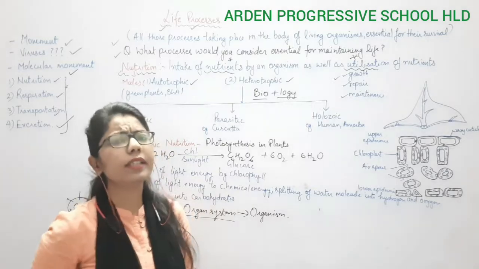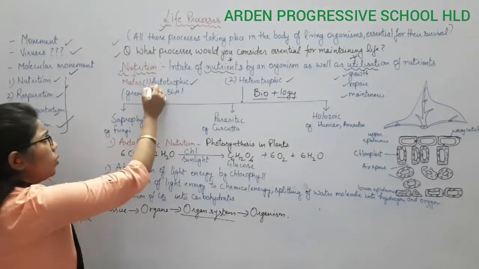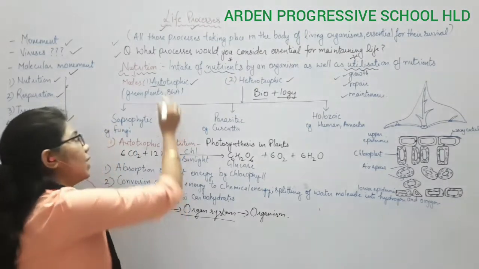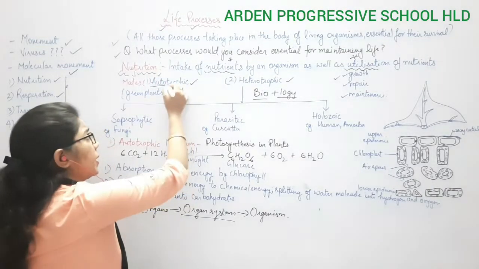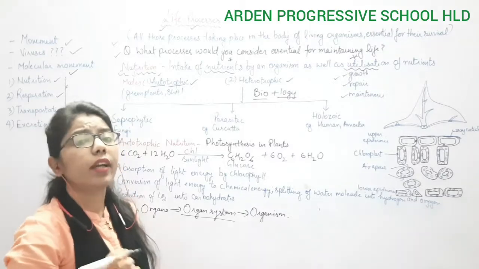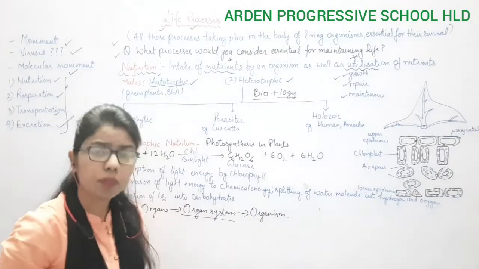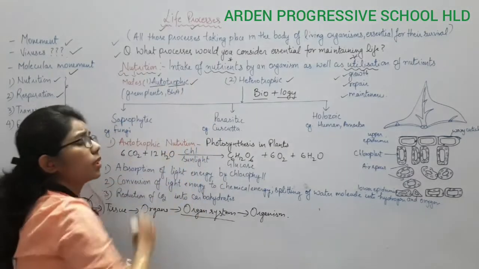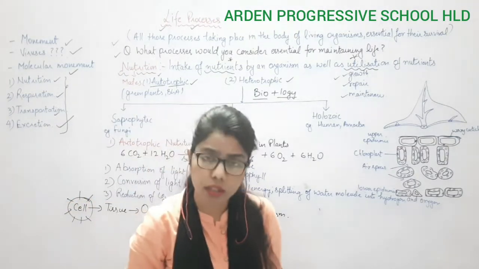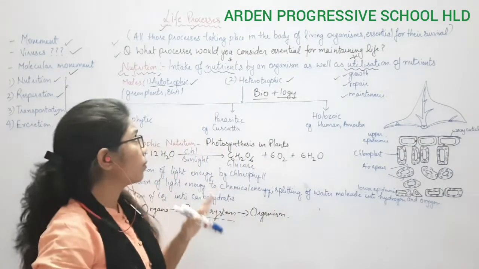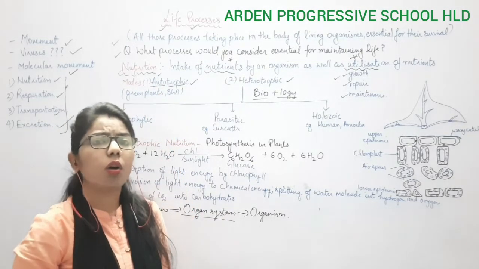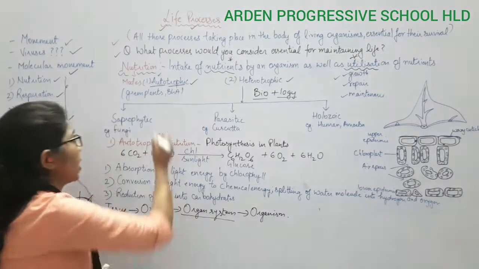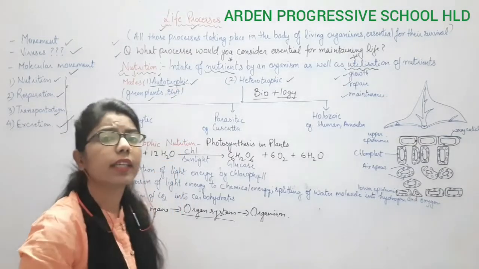Okay, so let's start with the first type, autotrophic. Auto means self. If I split autotrophic, it means self, and trophic is about nourishment. So whenever organisms prepare their own food, it comes under the autotrophic mode of nutrition. Most plants follow what type of mode of nutrition? Autotrophic mode of nutrition, right? Examples are green plants as well as blue-green algae.